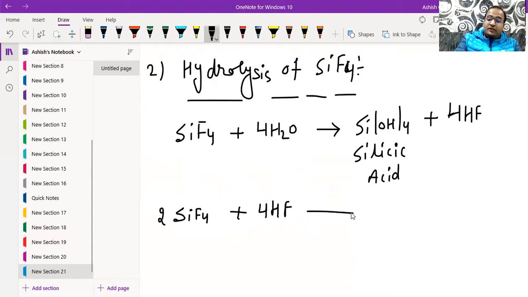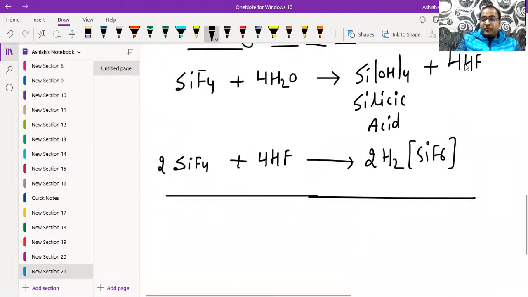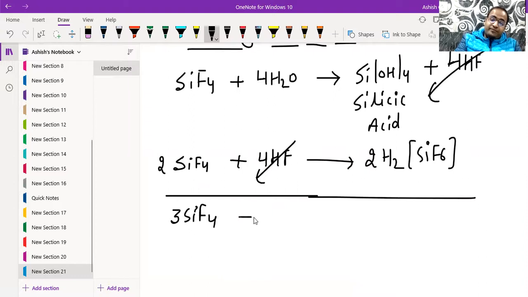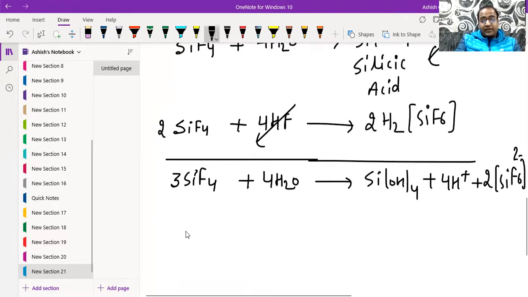So we are taking 2 moles here. What I will get is 2 moles of H2SiF6. So when I add these two equations, what's the scenario? HF gets cancelled out. What I will get is 3SiF4 plus 4H2O, I will get Si(OH)4 plus 4H+ ion plus 2 SiF6 2-, right? Now listen carefully.